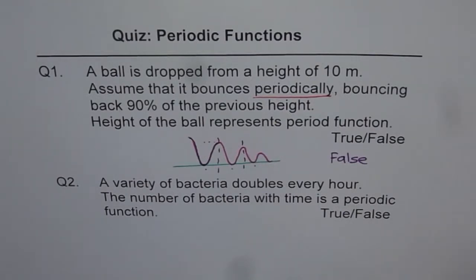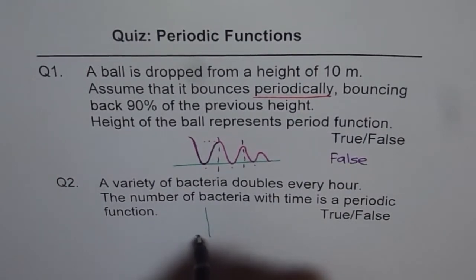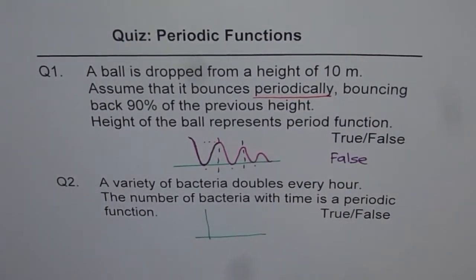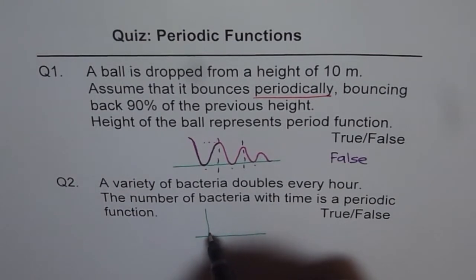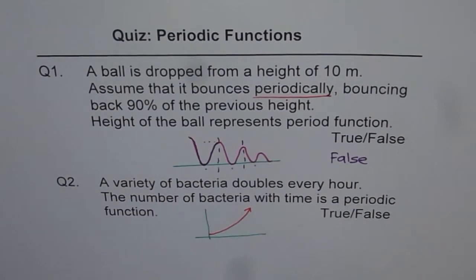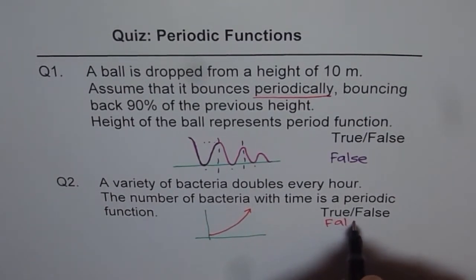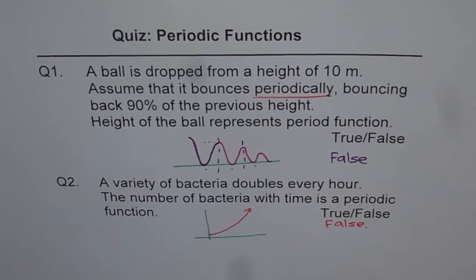Well, this is also not a periodic function. Since if we start with, let us say, a few bacteria, and if they're doubling every hour, then in fact it's an exponential function, right? They are just increasing in numbers. Every hour they double, correct? So doubling may be periodic in nature, doubling with time, but the number of bacteria is increasing exponentially. It is not a periodic function. So this statement is also false. Okay? Let's move on to the next set of questions.